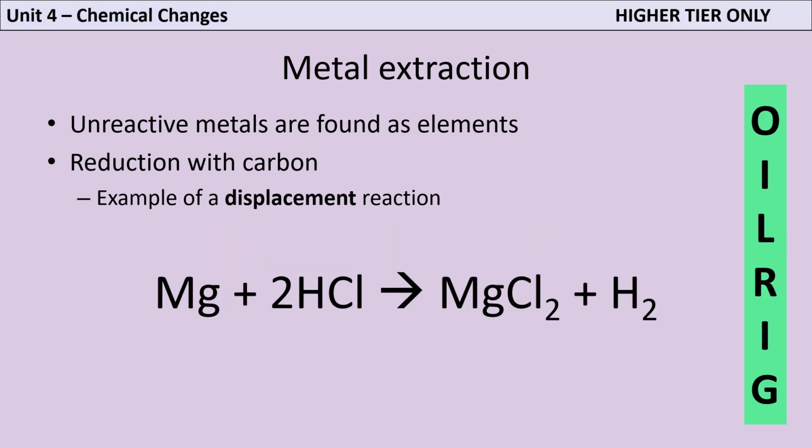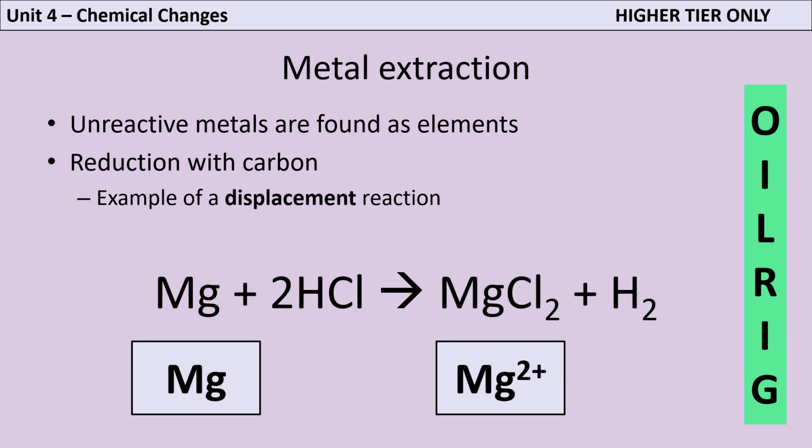You should be able to identify within a reaction which element has been oxidized because it's lost electrons and which has been reduced because it's gained electrons. And we use the mnemonic OIL RIG to remind us of this. So oxidation is loss, reduction is gain. You should also be able to show these processes using symbol, ionic, and half equations.